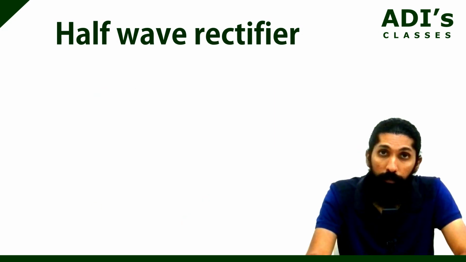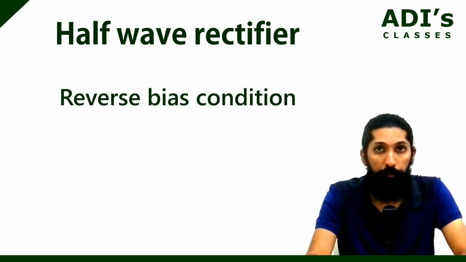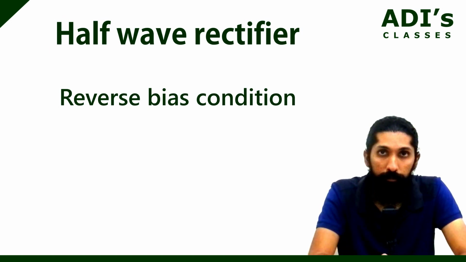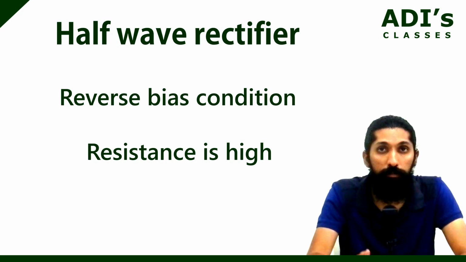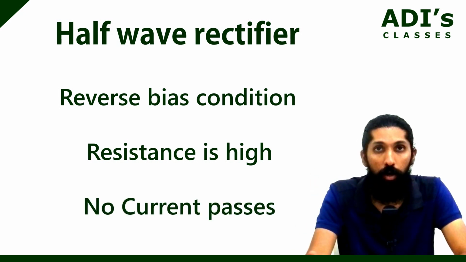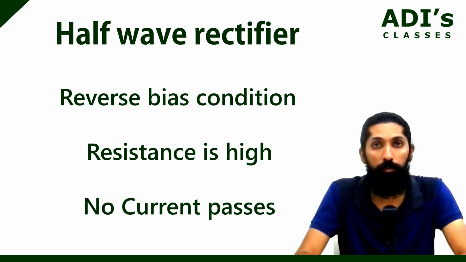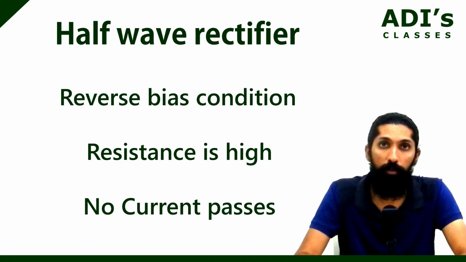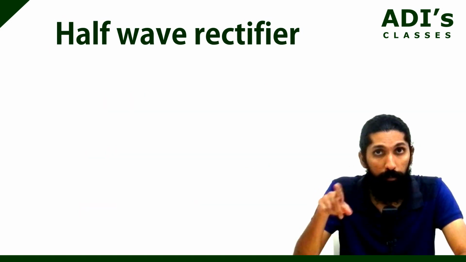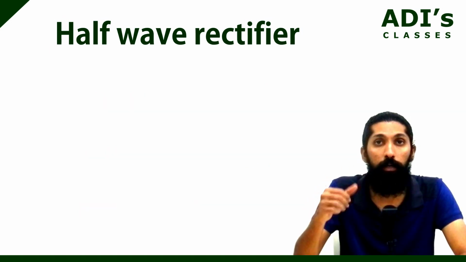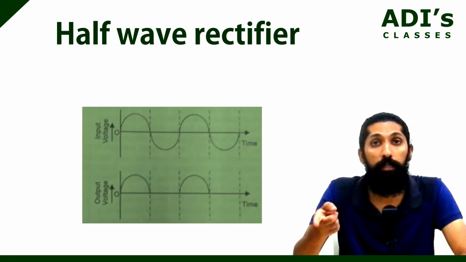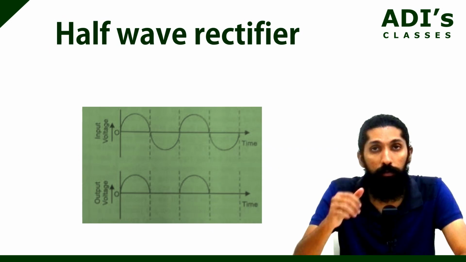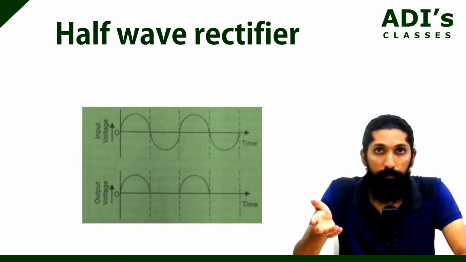But in the other half of the cycle, what happens? The PN junction will become reverse biased because P-type is connected to negative. If it's in a reverse bias condition, then resistance is going to become very high. So no current passes through the load resistance. Fair enough? So under the positive half of the cycle, current was passing through the diode or the PN junction. And in the negative half of the cycle, there was no current at all.